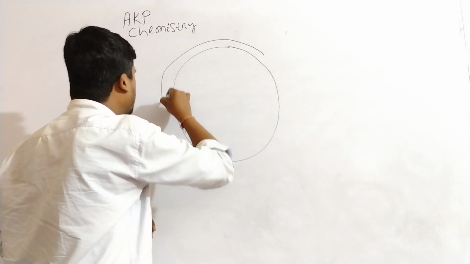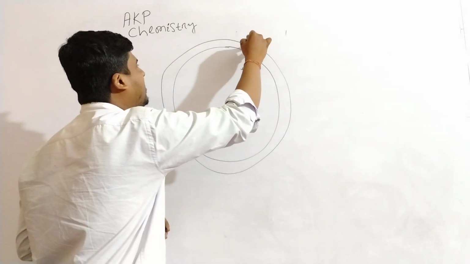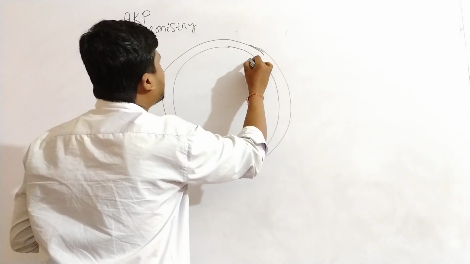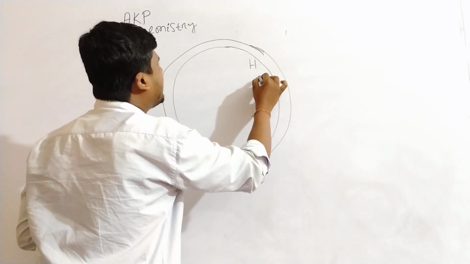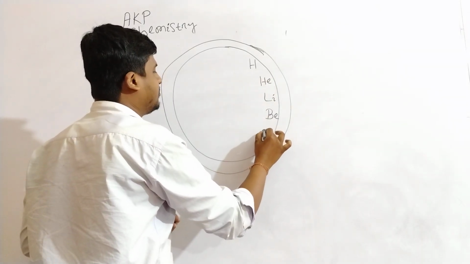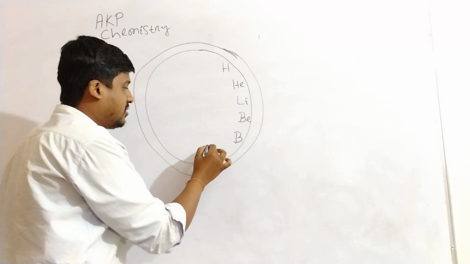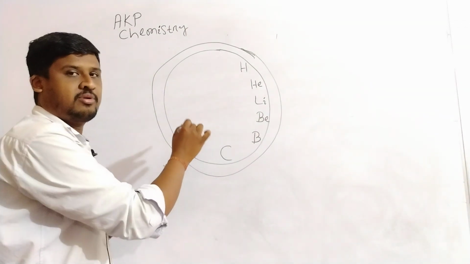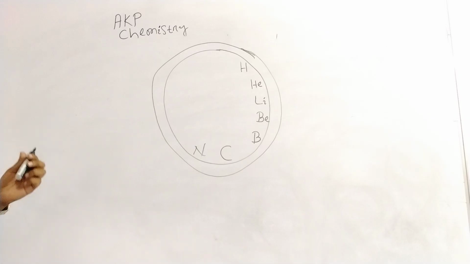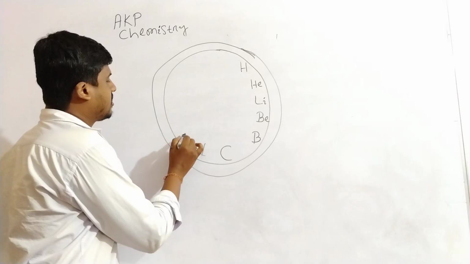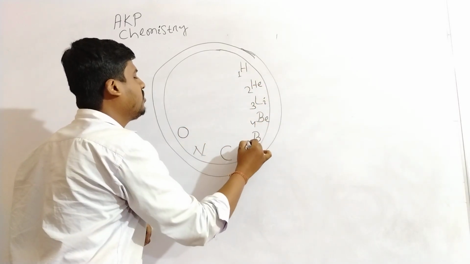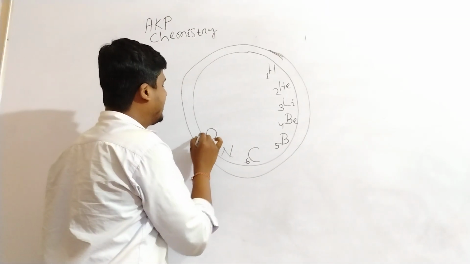You know, this is like a watch, a wall clock. Okay, so hydrogen, helium, lithium, beryllium, boron, carbon, nitrogen, oxygen. That means atomic number 1, 2, 3, 4, 5 and 6, 7, 8.